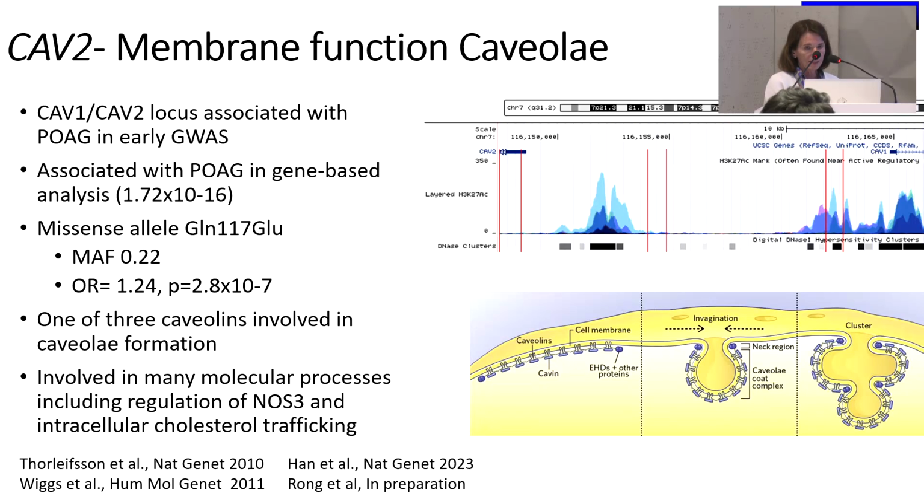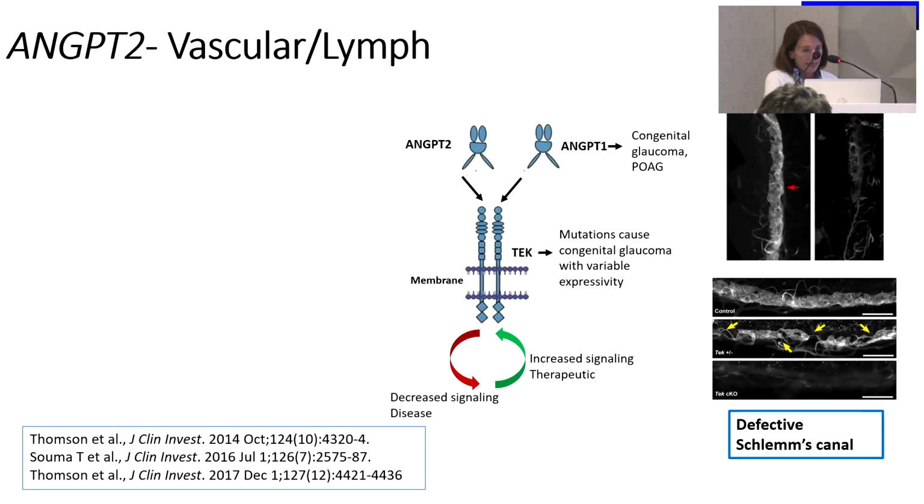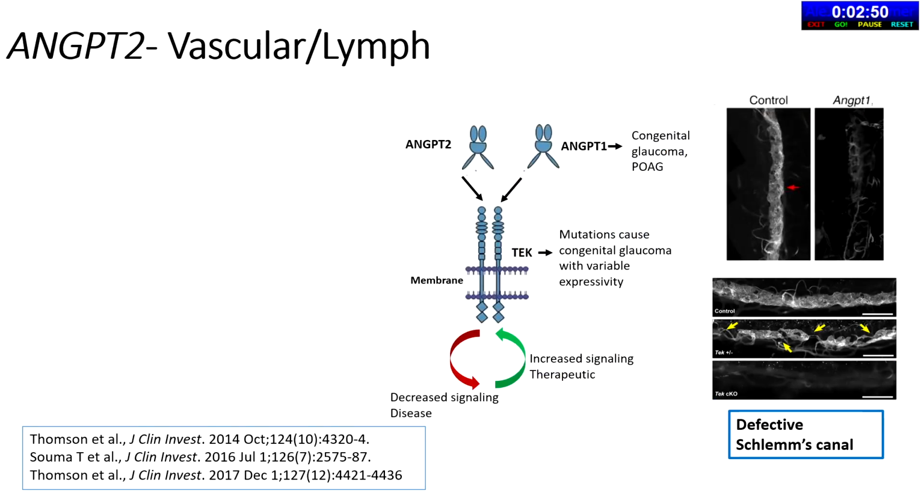What's interesting is that these CAVs, both CAV1 and CAV2, and also CAV3, are involved in formation of these very specific molecular outpouchings in membranes. And there's a number of different biological processes that occur at these membrane pouchings, including regulation of NOS3 and intracellular cholesterol trafficking. So involvement of these 2 caveolins argues that this is an important mechanism in glaucoma and one that warrants further study.